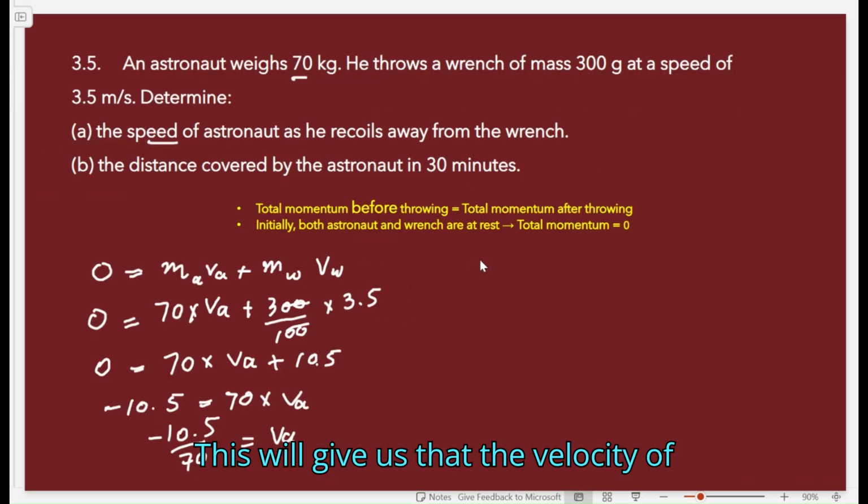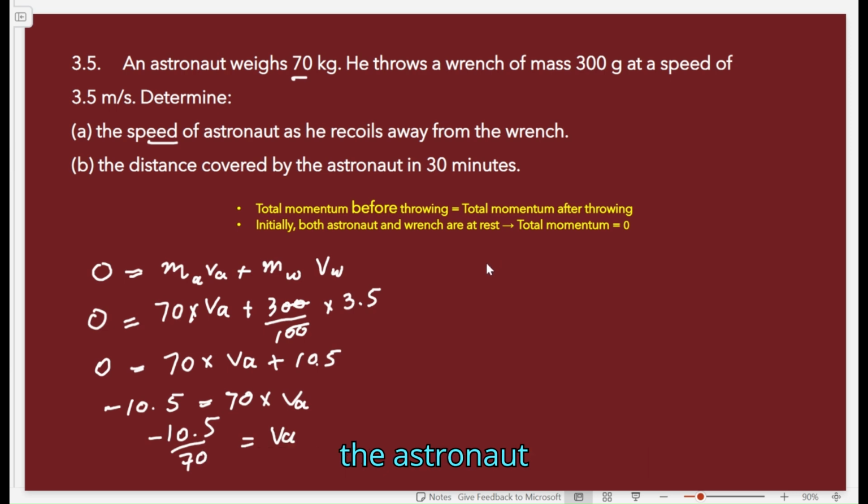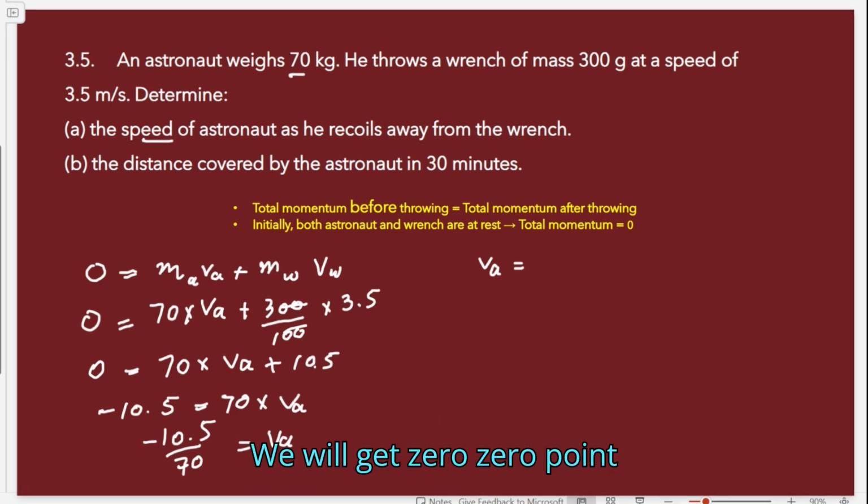This will give us that the velocity of the astronaut is equal to, dividing negative 10.5 by 7, we will get negative 0.15, and that is the velocity of the astronaut, meter per second.